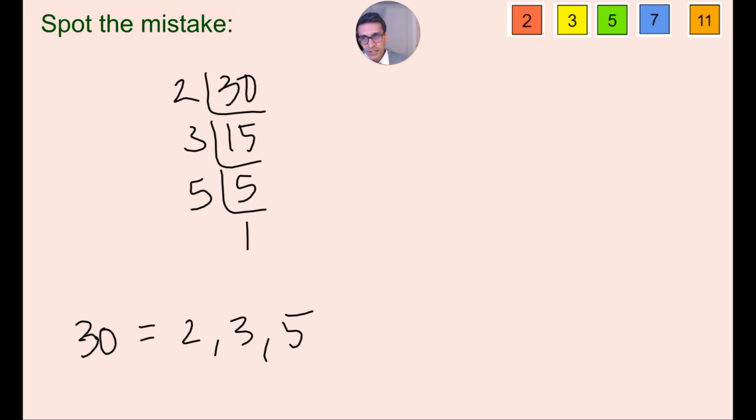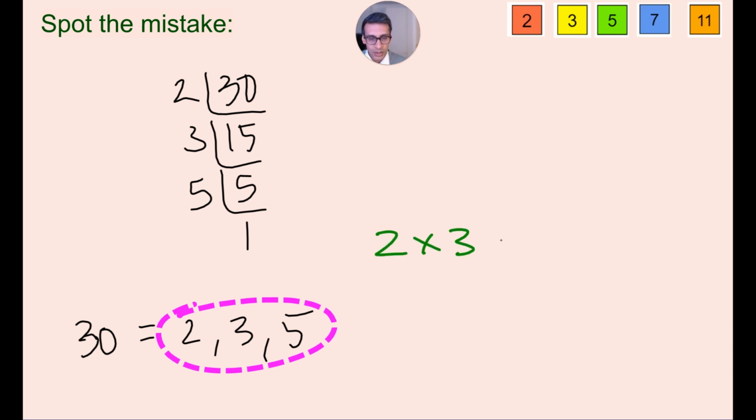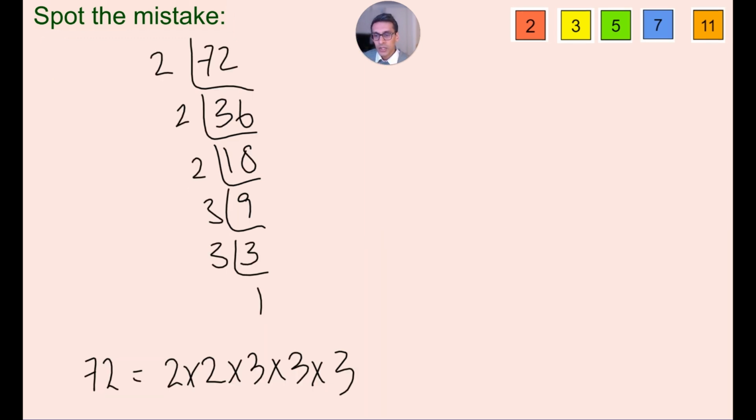Okay, so hopefully you spotted that in this case the working out is fine. It's just we haven't written this as a product. To write it as a product you need a multiplication sign. 2 times 3 times 5. So again, it's a common silly mistake that people just do a list with commas, so just watch out for that. Okay, here's another example. Write this, spot the mistake and then pause the video.